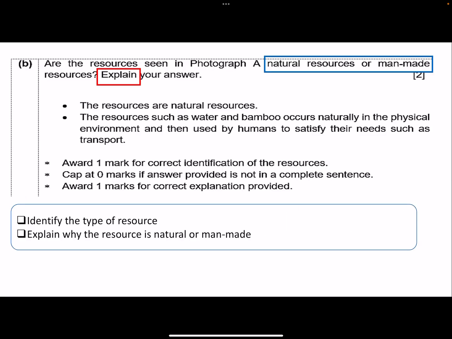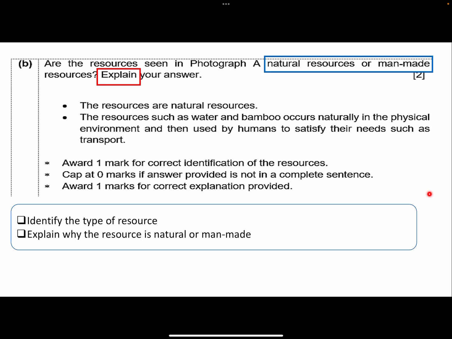So moving on to part B. Note we are at the same question, question 2B, which means that you're still in the question itself. There's likelihood that you are still going to refer to the same data set. In our case, for question 2, we're still going to go back to photograph A. So question 2B asks whether the resources seen in photograph A are natural or man-made resources.